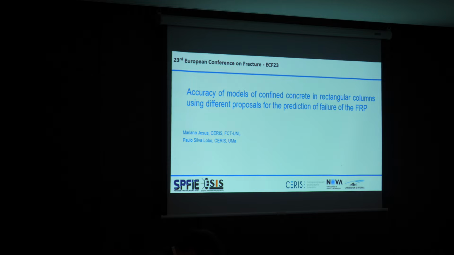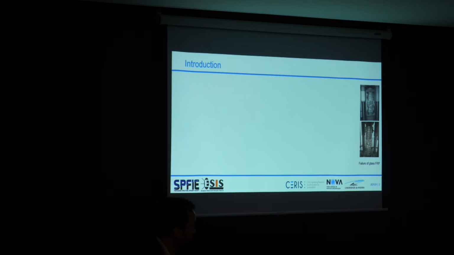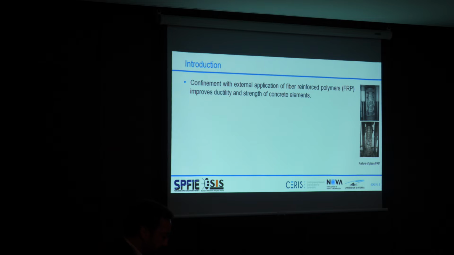Today I'm going to present the accuracy of models of confined concrete in rectangular columns using different proposals for the prediction of the failure of the FRP. Confinement with external application of fiber-reinforced polymers, FRPs, improves ductility and strength of concrete elements. For this reason, this has been a more common solution nowadays, using carbon, glass or aramid FRPs.